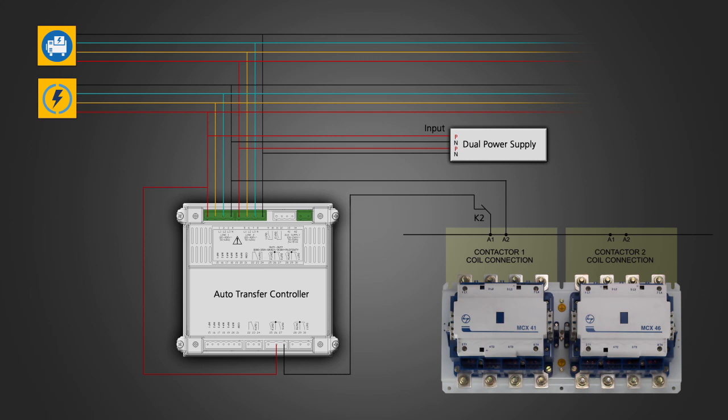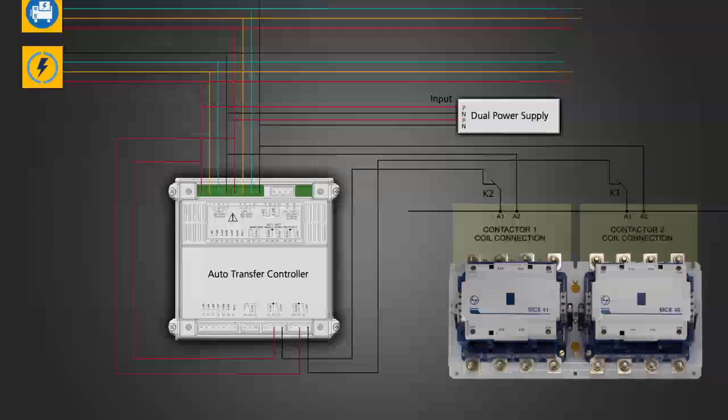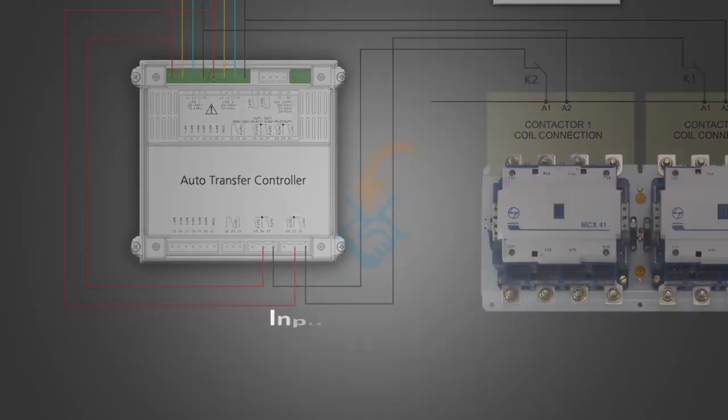The connections for contactor 2 are done in a similar manner as follows. Phase of source 2 connected to terminal 29 of the controller. Terminal 30 of the controller connected to A1 coil terminal of contactor 2 through auxiliary NC contact K1 of contactor 1. Neutral of source 2 connected to terminal A2 of the coil of contactor 2.